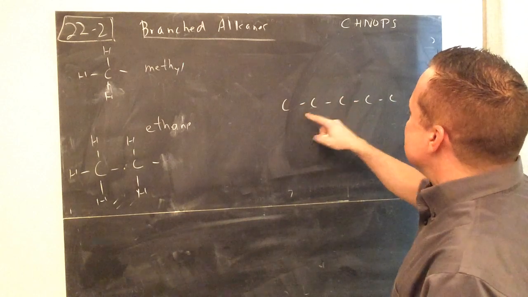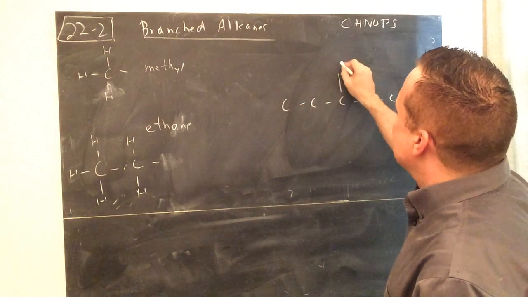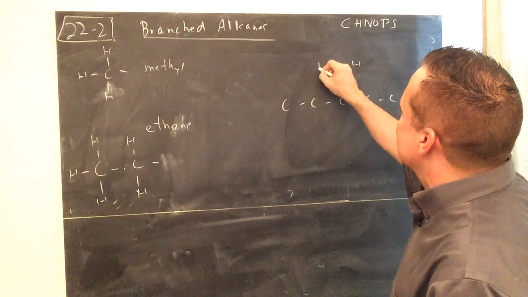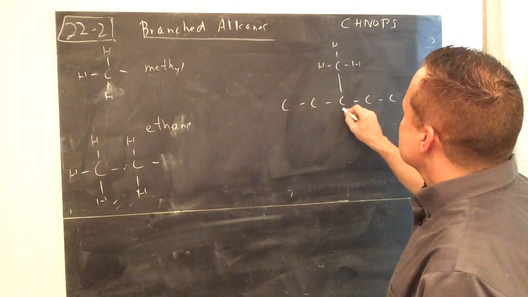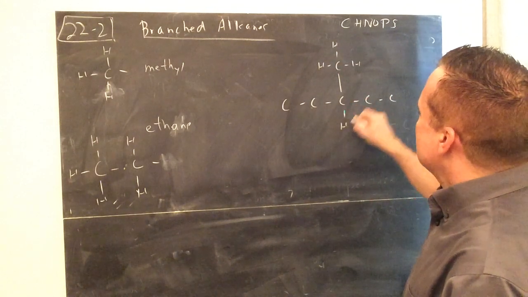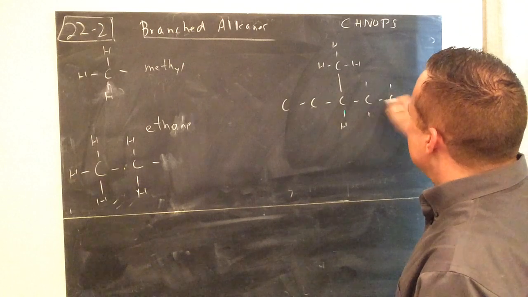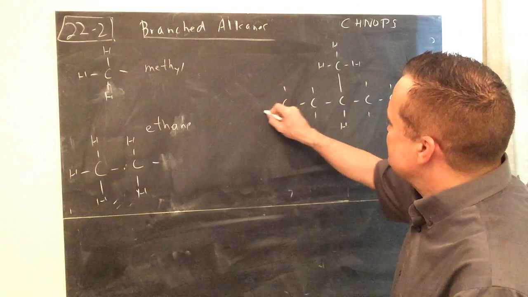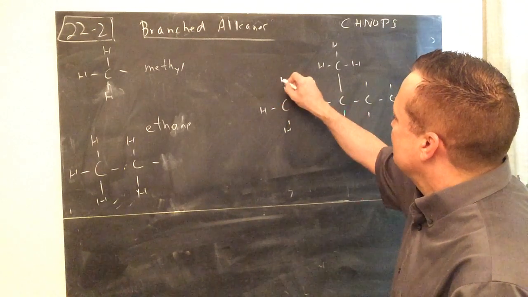And 1, 2, that's pentane. And then number 3, you have an ethyl group that looks like this. So see, now that carbon needs 4. That carbon needs H, H, H, H, H, H, H, H, H, H all around it.